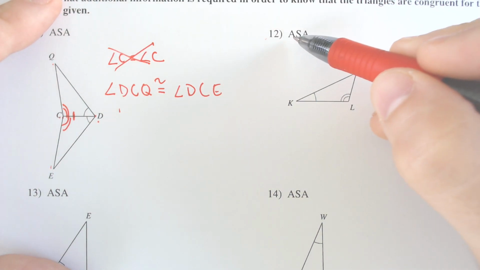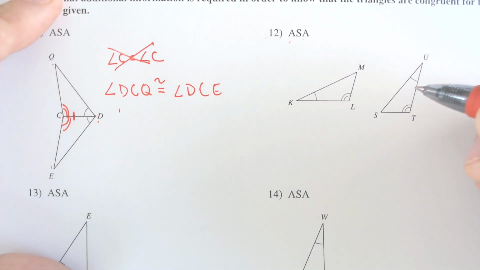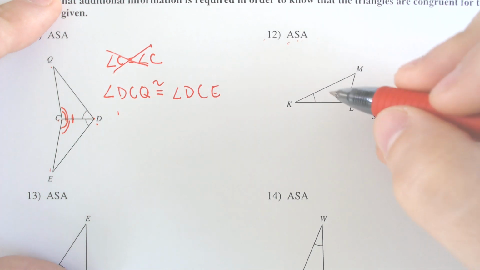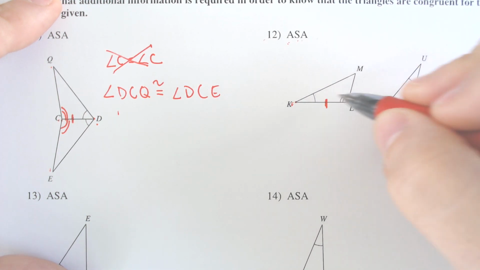For number 12, we need it to again be angle, side, angle. We have two angles provided. So we need to find the side that would be in between these two angles, which is right here. See how that KL, that side, connects the two angles?